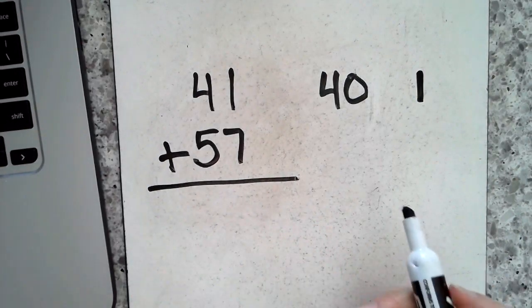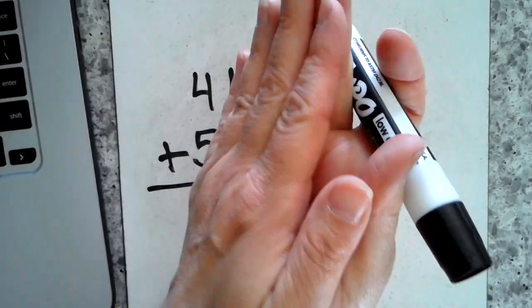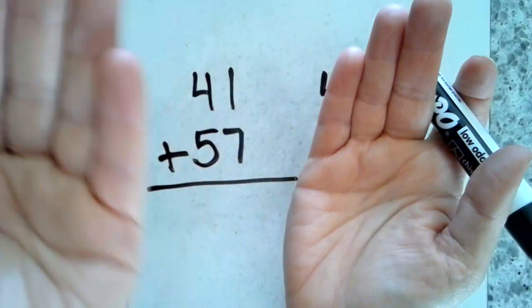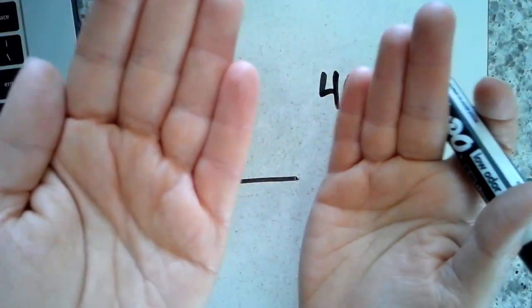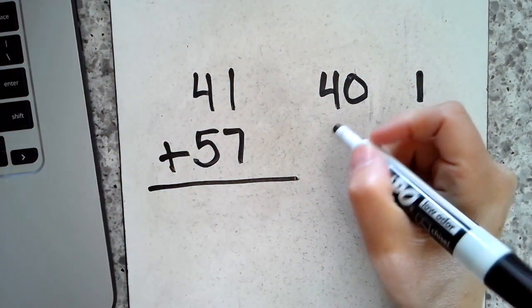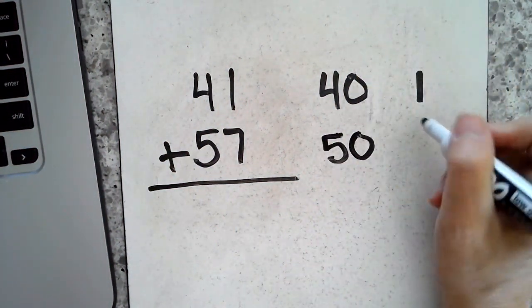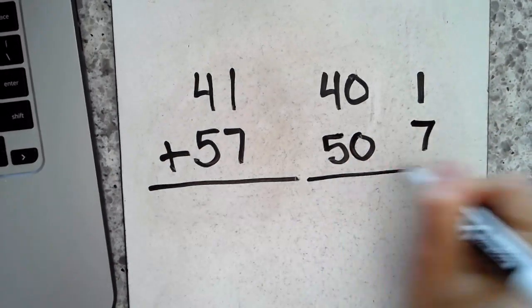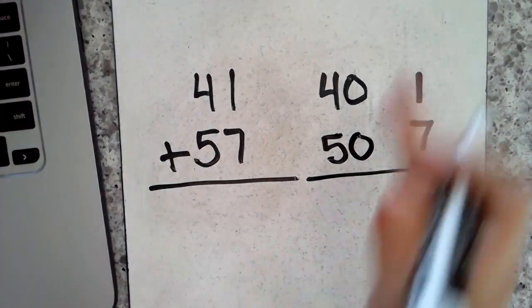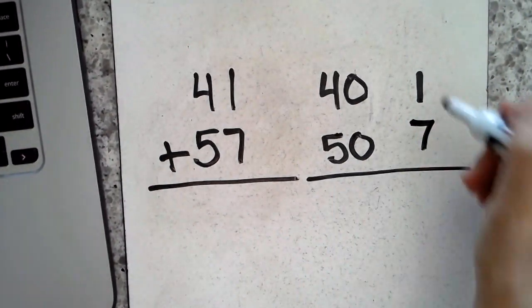And now let's expand 57. So 57 is, let's say it together, 57 is 50 and 7. So I'm going to put the 50 with the tens, keep those together, and 7 with the ones. Draw my line, and now I'm just going to do straight down addition.